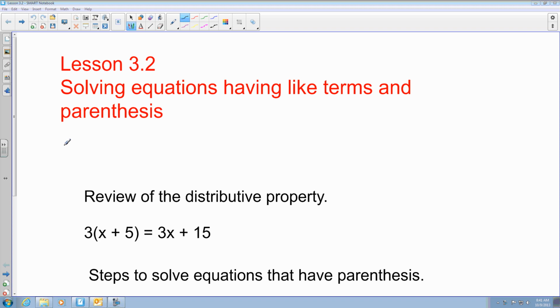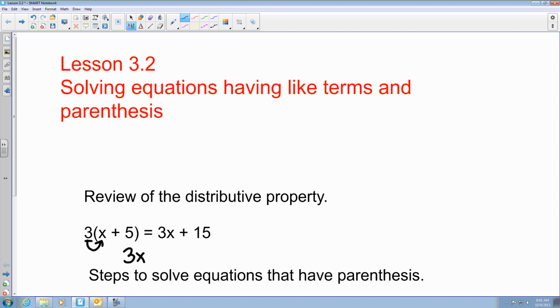So here I have 3 times the quantity of x plus 5. What this means is the distributive property is we take this 3 and we're going to multiply it by both the x and the plus 5. So here I'm going to take this 3 and I'm going to multiply it by x. And so what that does is it gives us 3 times x.